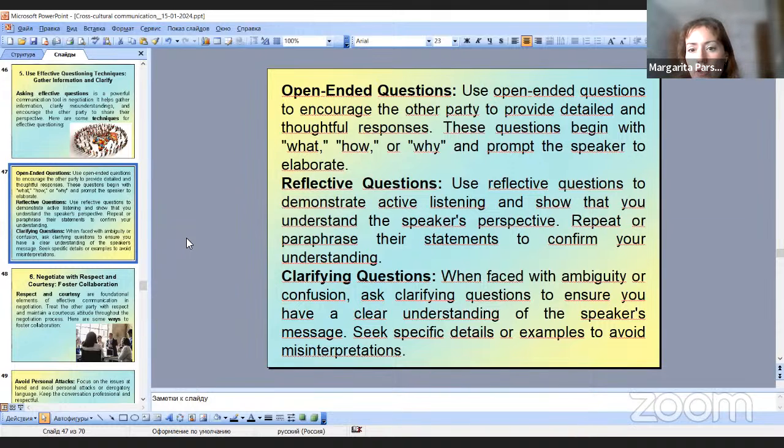Clarifying questions. When you face confusion, you ask clarifying questions to ensure that you have a clear understanding of the speaker's message. So you can seek specific details or examples to avoid misinterpretation.